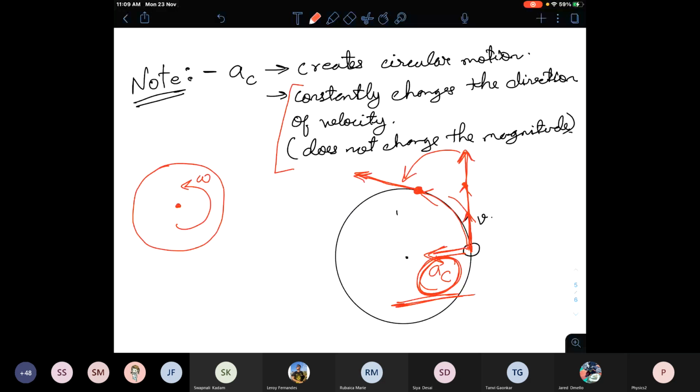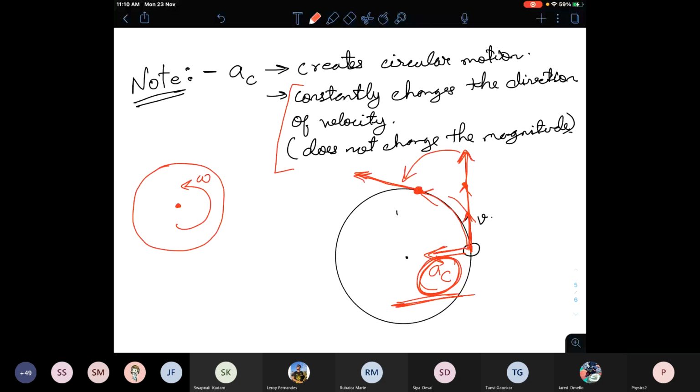Hence, we can say that wherever there is a centripetal acceleration, there must be a circular motion associated. If there is a circular motion, there will be a centripetal acceleration. I'm not going to write the reverse because this is not a fact. If centripetal acceleration is there, it could be a parabolic motion also. But for our convenience, we can say that it is circular only.